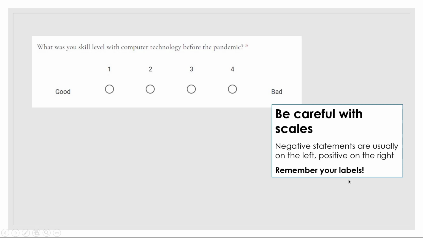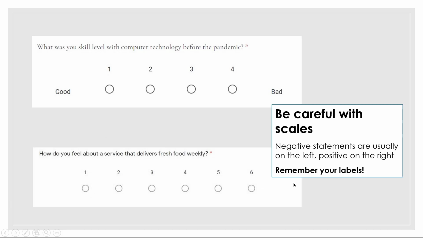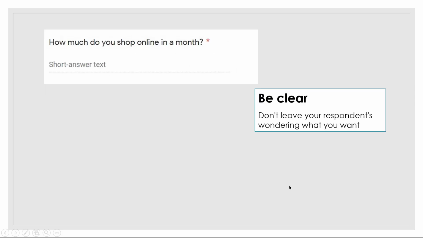Be careful with scales. Negative statements are usually on the left and the positive statements are usually on the right. This just feels wrong: what your skill level was, and putting bad on the right side, that just doesn't make sense. But on the other hand, you also can't just leave labels out completely. You do need to put in labels. You can't assume that everybody knows that 1 is the negative and 6 is the positive. Please put in labels and don't make the labels too long. Otherwise, it's not going to display correctly on a cell phone.